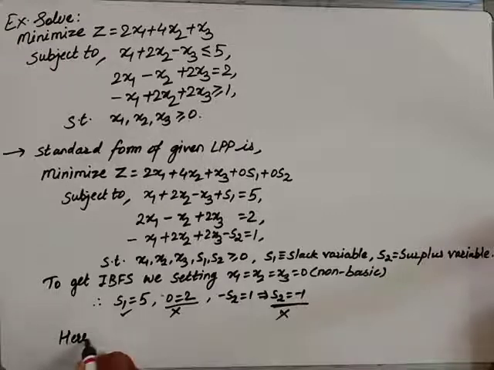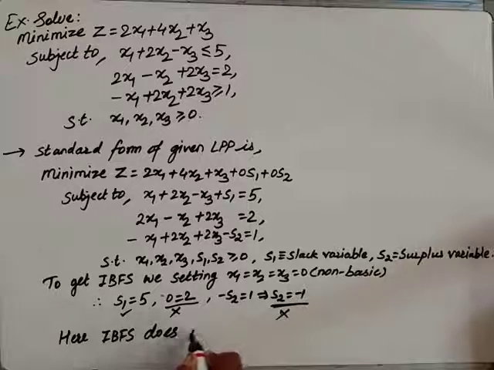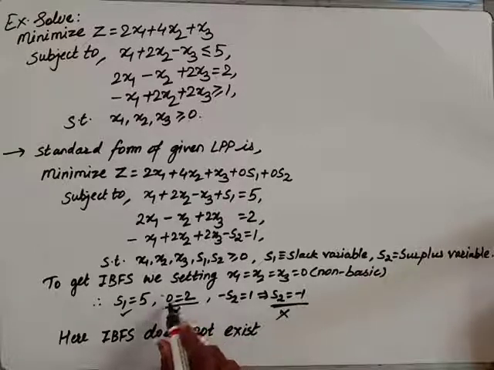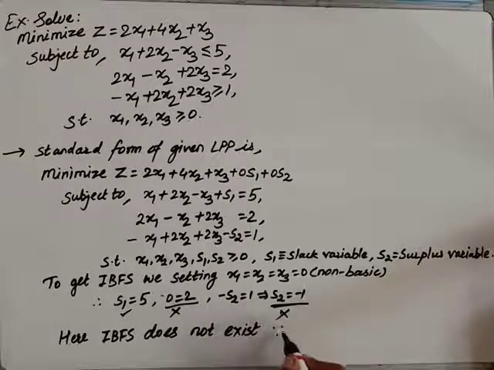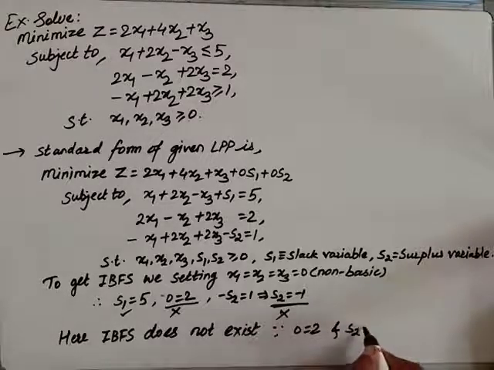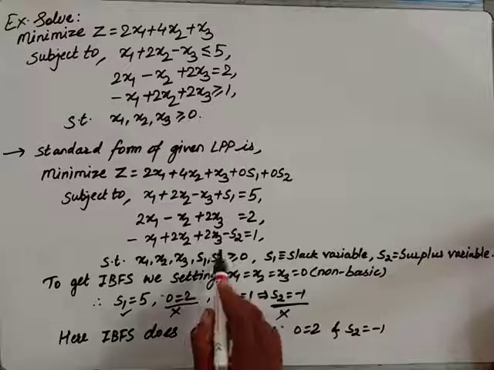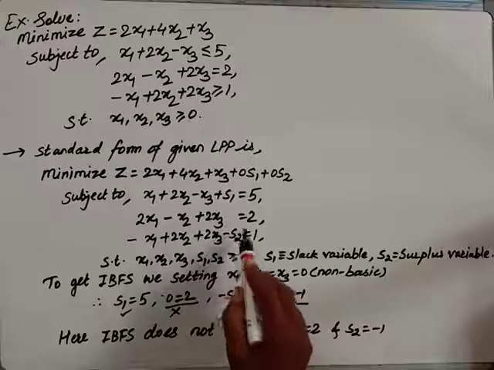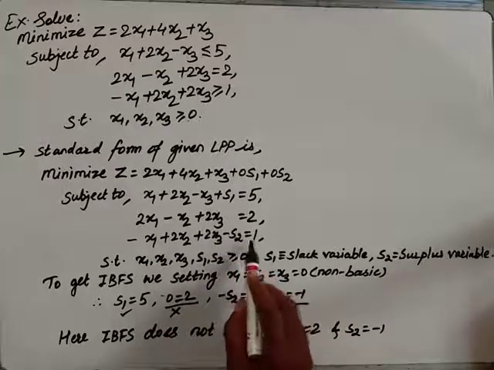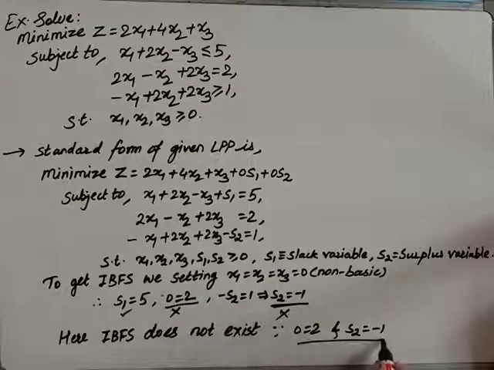So here the initial basic feasible solution does not exist. Does not exist because of whom? 0 equal to 2 is not possible and s2 equal to minus 1. Because we have subtracted a non-zero, positive quantity here, the equality should obtain. So due to these two things, we won't get an initial basic feasible solution.